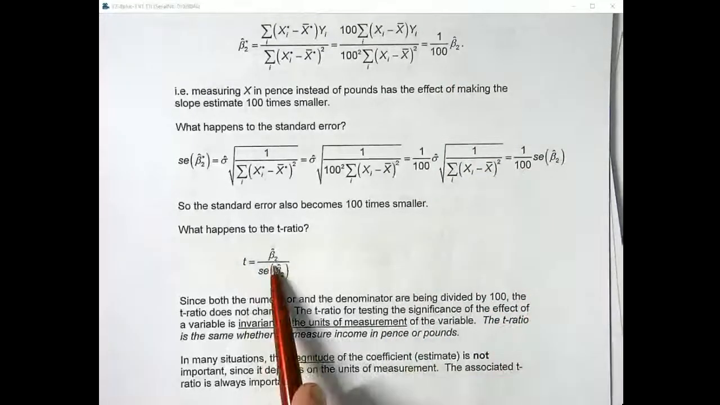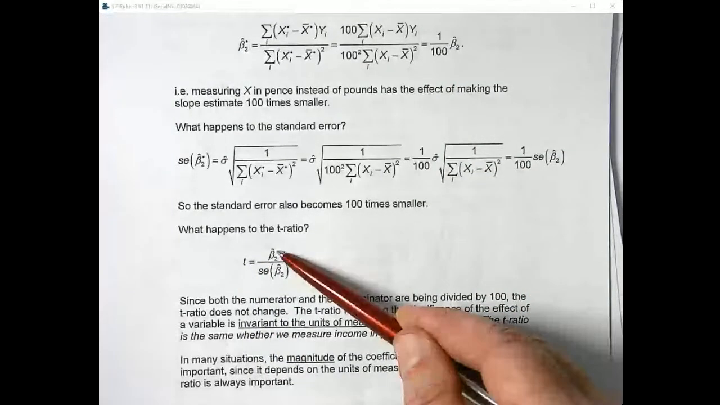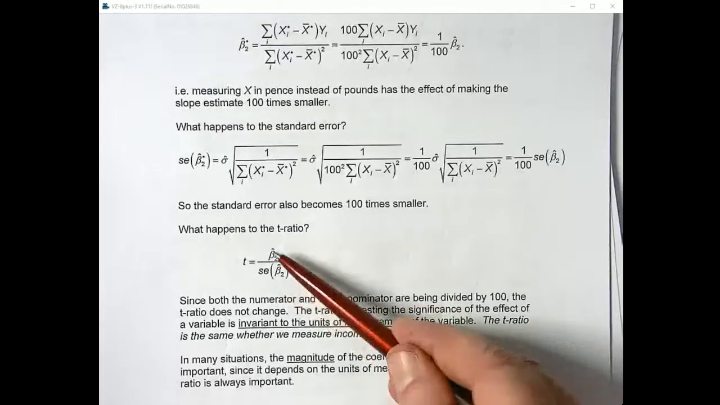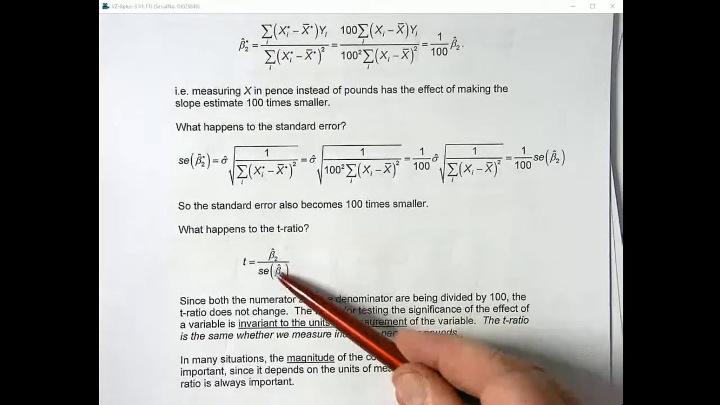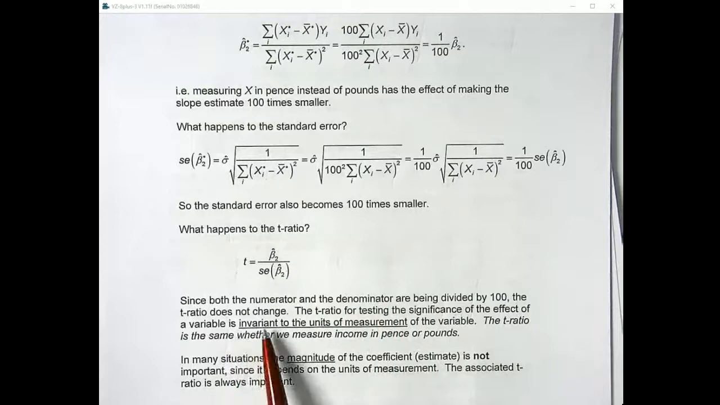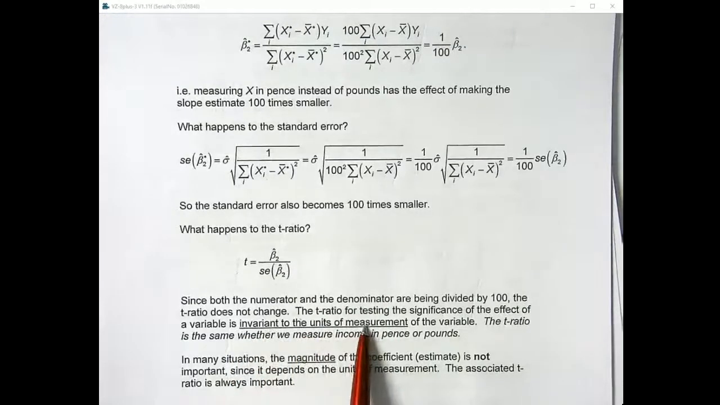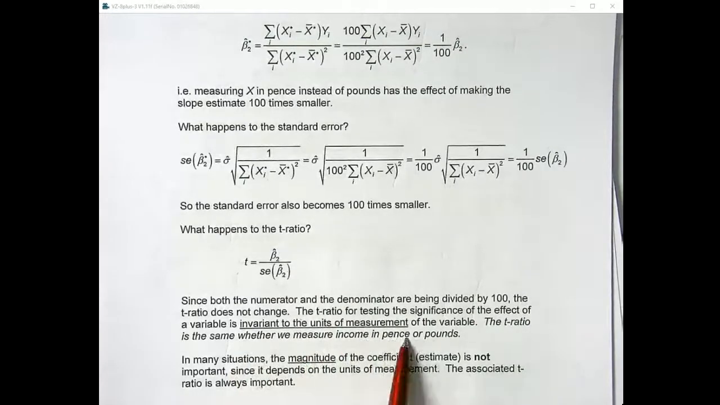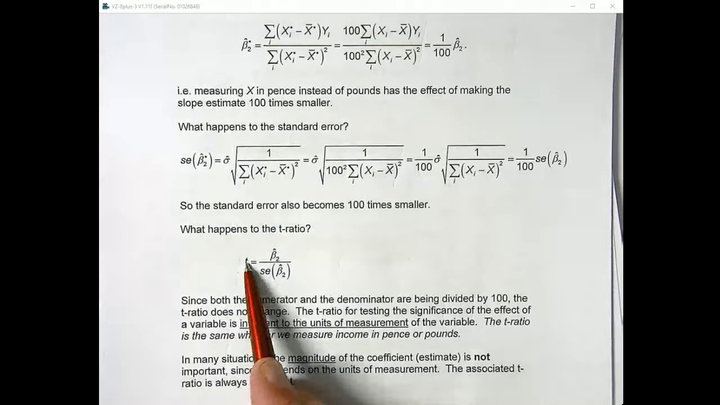What happens to the t ratio? Well, remember the t ratio is the estimate divided by the standard error. If they both become 100 times smaller, then the t ratio does not change. The t ratio for testing the significance of the effect of a variable is invariant to the units of measurement of the variable. The t ratio is the same whether we measure income in pence or pounds. It's the same whether we measure weight in kilograms or grams. The t ratio is always the same, and the t ratio is the important thing because that tells us whether the variable is important.